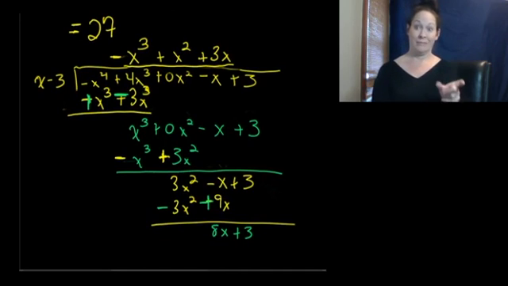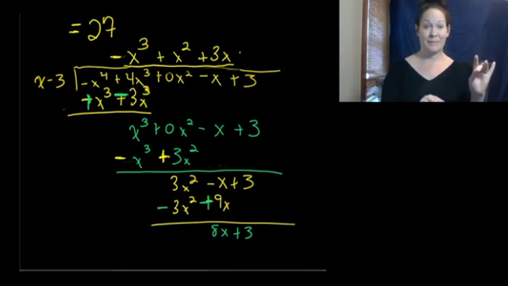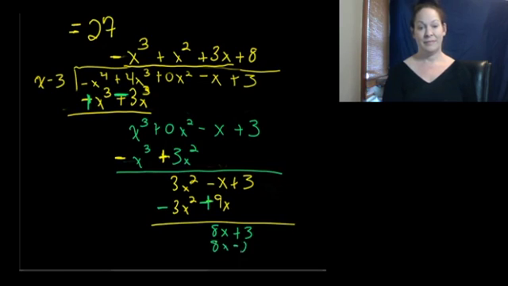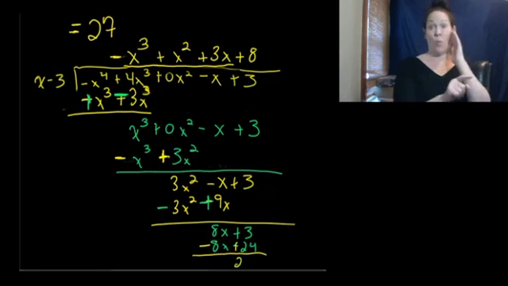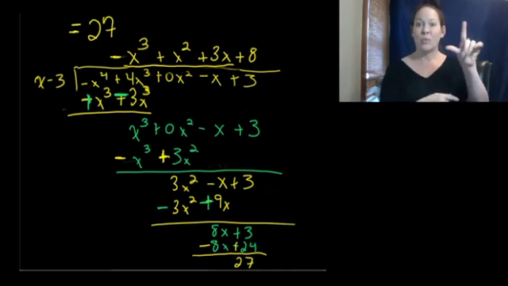So 8x divided by x is positive 8. 8 times x is 8x. 8 times negative 3 is minus 24. I change my signs. If I did my job right, the first terms cancel, and I'm left with a remainder of 27, and it works.